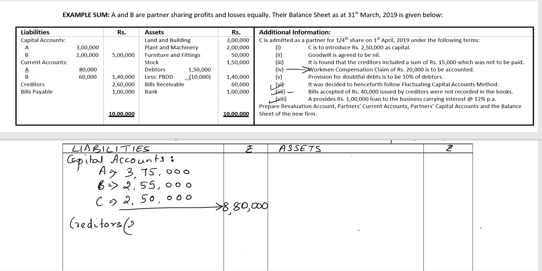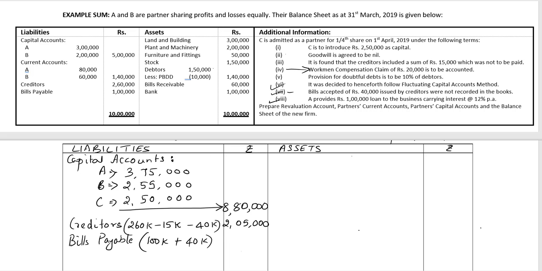The opening balance is 2,60,000. As per the third point, we need to deduct 15,000 rupees which was not to be paid. And as per the seventh point, where the bills accepted by creditors rupees 40,000 was not recorded in the books, we need to deduct 40,000 also. So we are left with 2,05,000 rupees. Next item, bills payable. Opening balance is 1 lakh. We need to add the 40,000 bill payable which was accepted by the creditors. Final figure 1,40,000 rupees for bills payable.